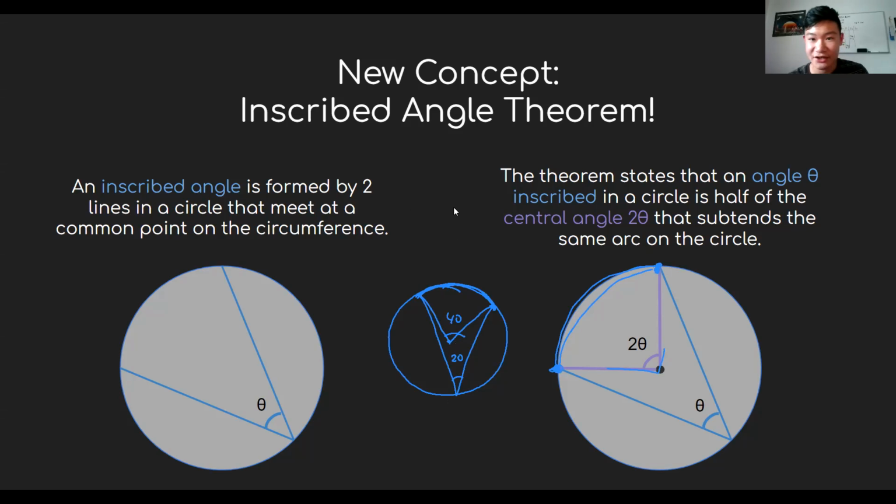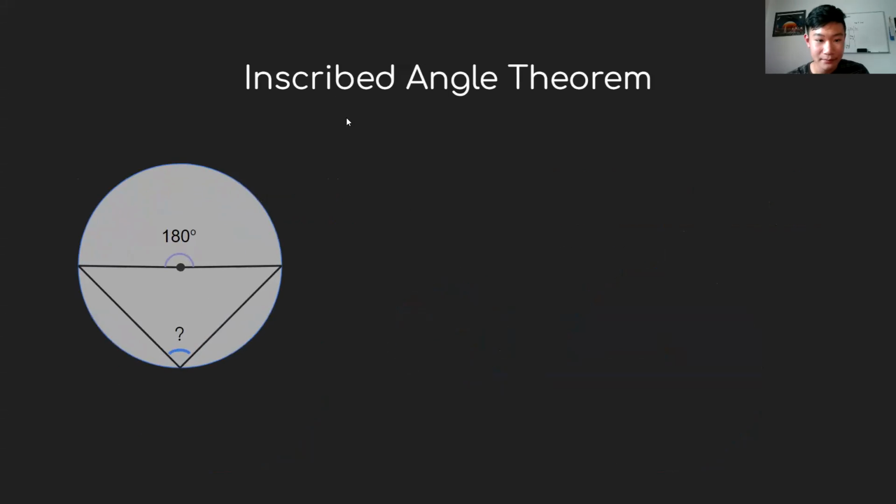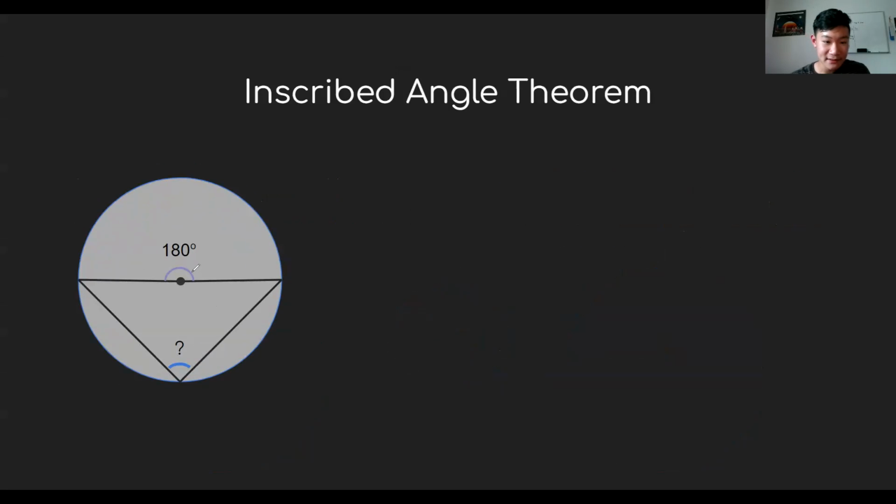So how would we actually use this? Well, here we have some problems. Number one, I'm given that this angle here is 180 degrees, and I'm asked to find what this angle down here is. So obviously we'll be using inscribed angles and central angles. First, I'm going to identify which one of these angles is inscribed and which one is central. So this one extends from the center, and this one extends from the edge. And remember, the edge one is the inscribed angle, so I'm just going to put down IA for inscribed angle, and this one is the central angle, so CA.